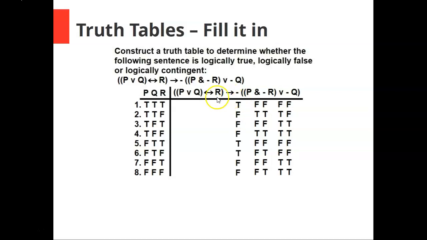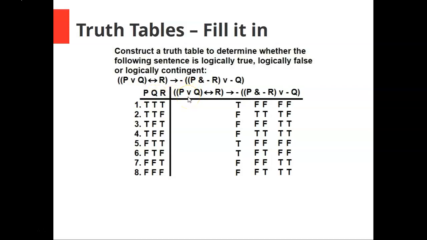So we have, for this conditional, the consequent column, which is here. Now we have to get the antecedent column for this conditional. The antecedent is a biconditional. It's a biconditional of a disjunction and a simple sentence. So we have to fill in the disjunction first before we fill in the biconditional. We look over here. It's a disjunction of P and Q. So we look at the P column and the Q column, and we apply the rule.